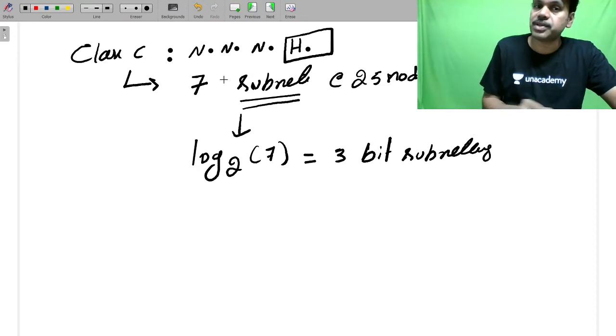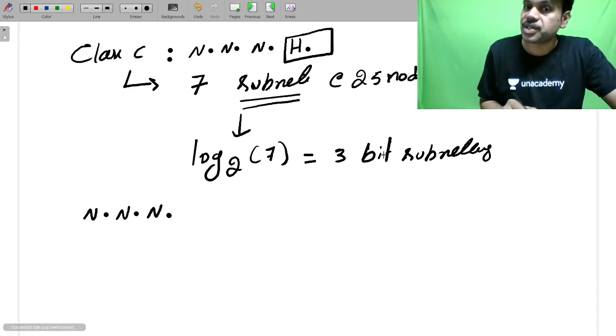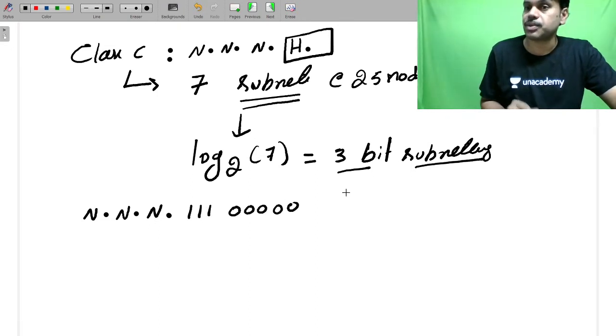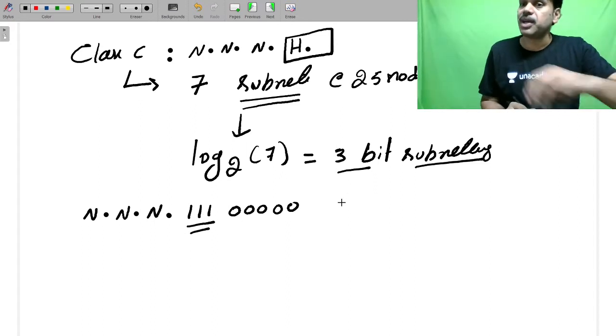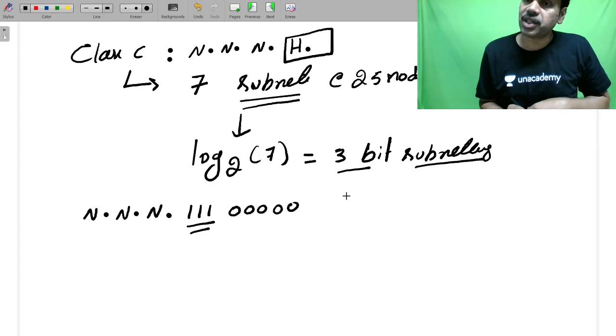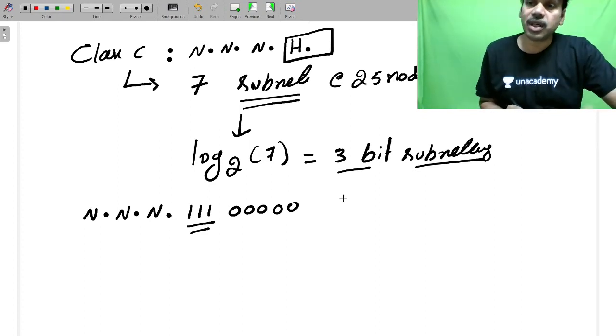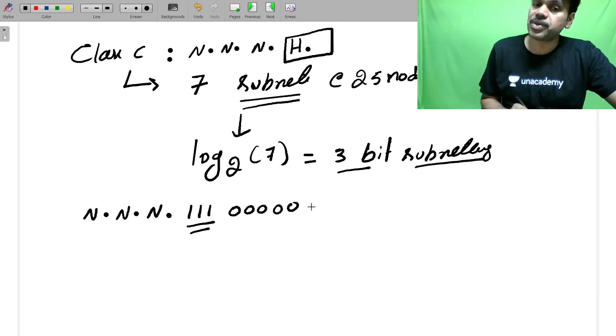Therefore, my dear friends, you're going to get NNNH with 3-bit subnetting. What is the meaning of 3-bit subnetting? Three ones and the remaining are zeros. These 3 ones you can place anywhere. They need not be contiguous, but if you have contiguous ones, it is going to be proposed. You can also go for random. So this is one mask. What is your mask?